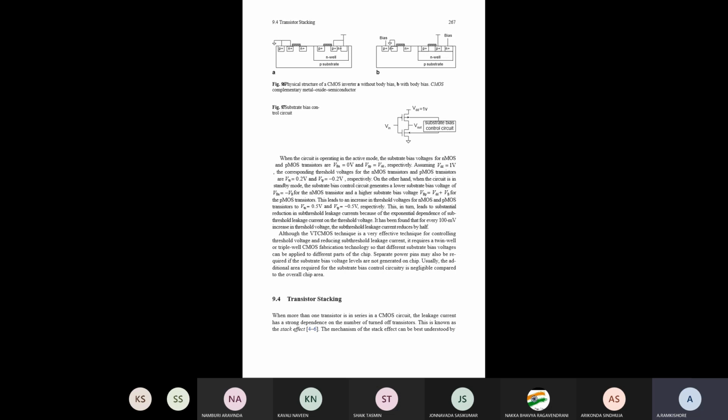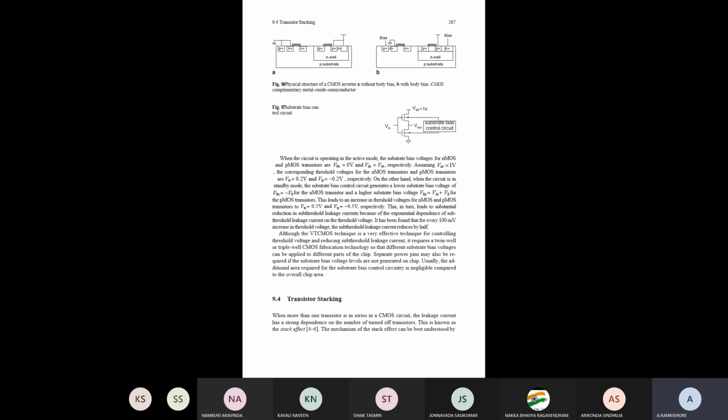So to overcome that problem, we have to use the variable threshold complementary metal oxide semiconductor approach. These circuits use the body effect to reduce the subthreshold leakage current. So these variable threshold CMOS circuits use the body effect.